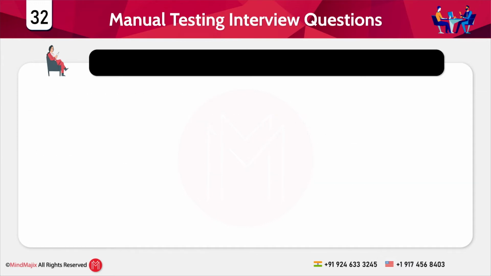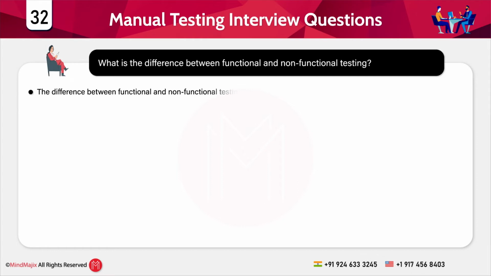The next question is, what is the difference between functional and non-functional testing? Okay, so guys, as discussed earlier, if such kind of questions are asked in the interview, what you will do is on a piece of paper, you will make two columns. First one for functional testing and the second one for non-functional testing. Okay, and then you can write points in the respective columns.